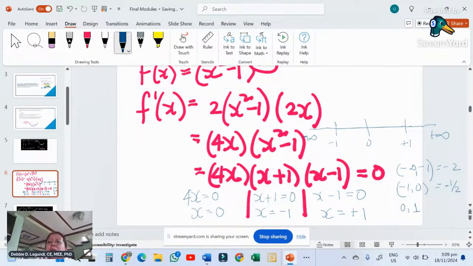From 0 to positive 1, that will be positive 1/2. And then from positive 1 to positive infinity, you can substitute a value. I think we just have to complete this instead. Okay, we're going to complete it. What I can do is copy this and put it in the next one.